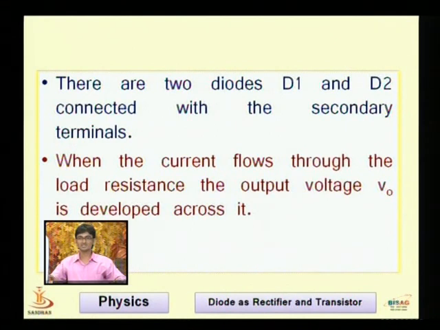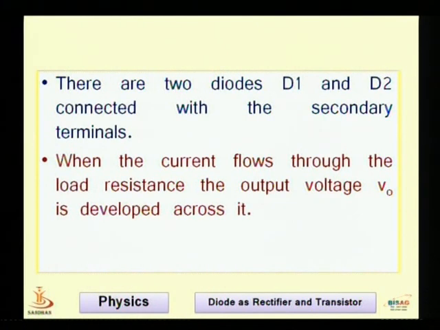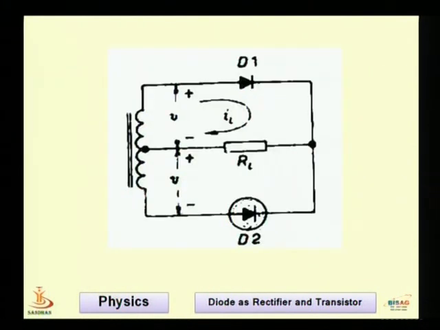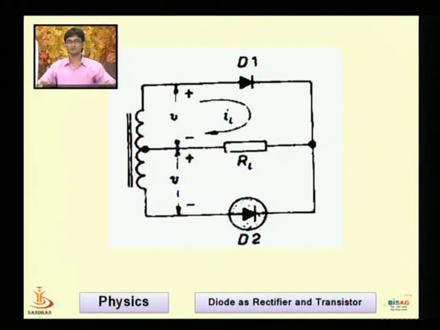There are two diodes, as I have told you, D1 and D2, connected with the secondary. When the current flows through the load resistance, the output voltage V0 is developed across it. See, now we are having the center tap. So the upper part is positive and negative, then after the RL there is a positive and negative.